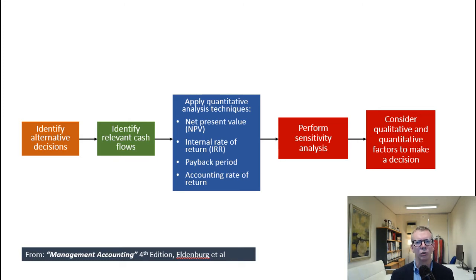Firms should try to take a systematic approach to these types of decisions. Here's one workflow. First, identify alternative decisions, for example, to develop or expand products or services. Next, we identify the relevant cash flows. Third, we apply one or more quantitative analysis techniques. We'll be going through the following techniques in our class: net present value, or NPV, internal rate of return, or IRR, the payback period, and the accounting rate of return.